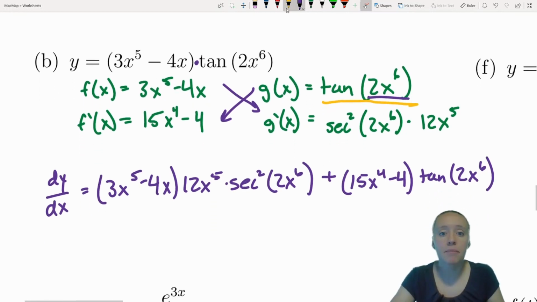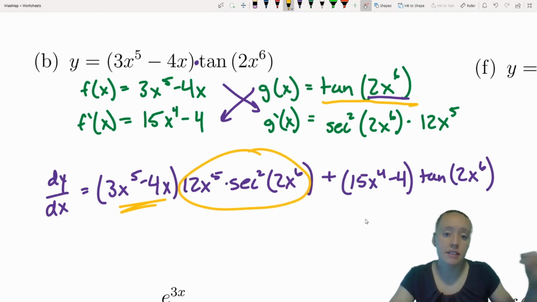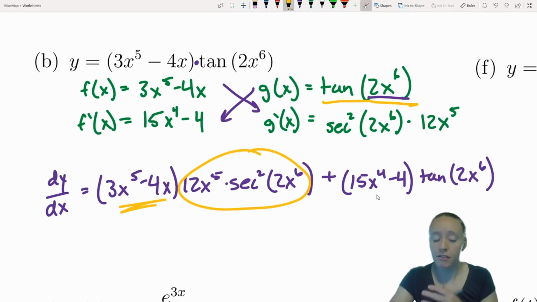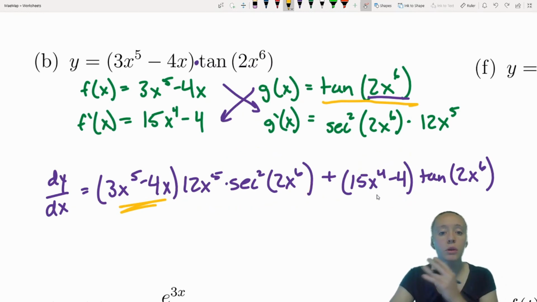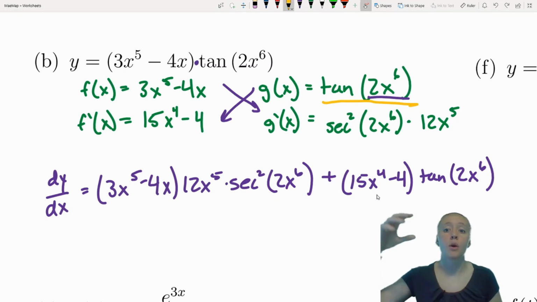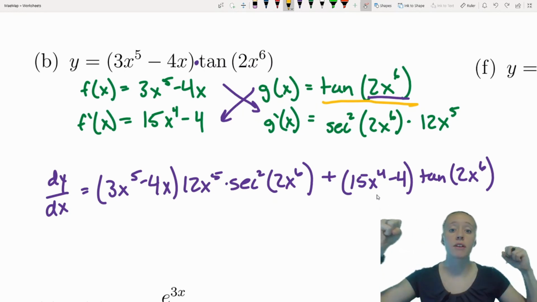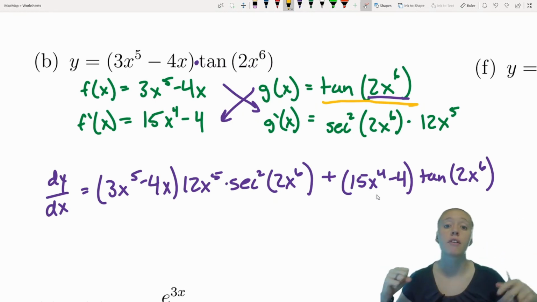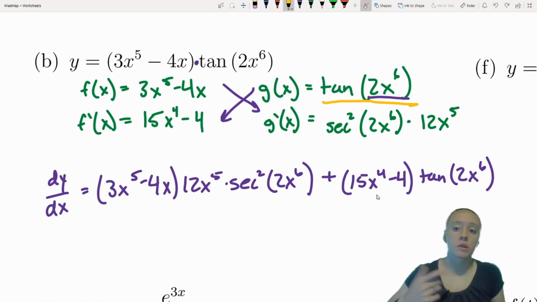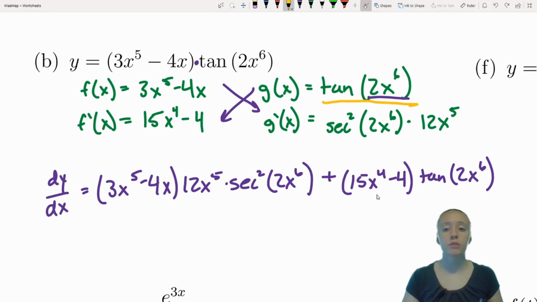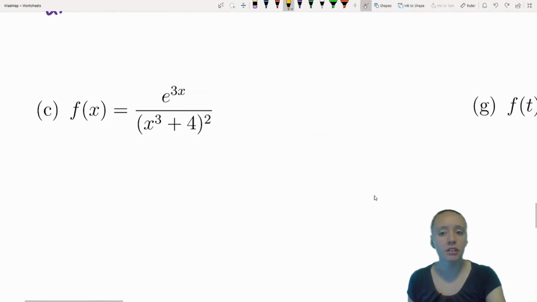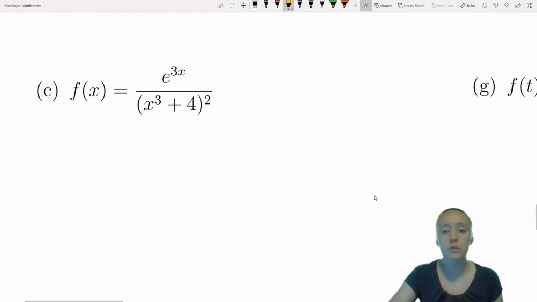You can see that I have my first times the derivative of the second plus second times the derivative of that first, all in here. And remember, multiplication is commutative, so the order doesn't matter. Just make sure I take one function and multiply by the derivative of the other, and then add that together to the other function multiplied by the derivative of the other. So in this case, in example B, we use the chain rule within the product rule. In example C, looks like we're going to be doing some chain rule within the quotient rule.